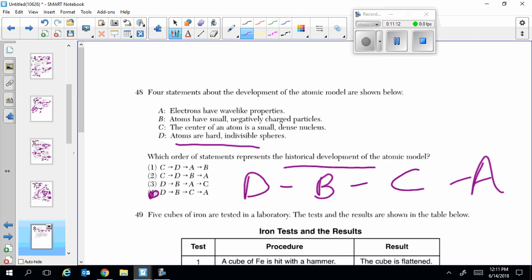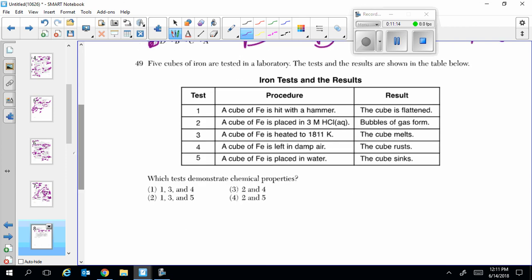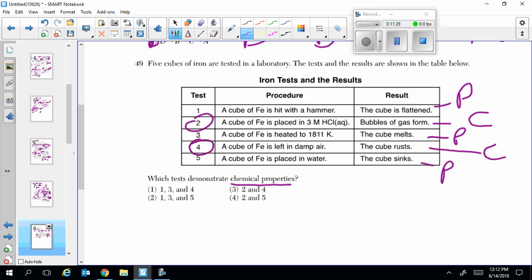There it is. All right, which test demonstrates chemical properties? All right, if you flatten it, that's physical. Bubbles of gas is chemical. Melting is physical, rusting is chemical, sinking is physical. So I want 2 and 4. There it is.